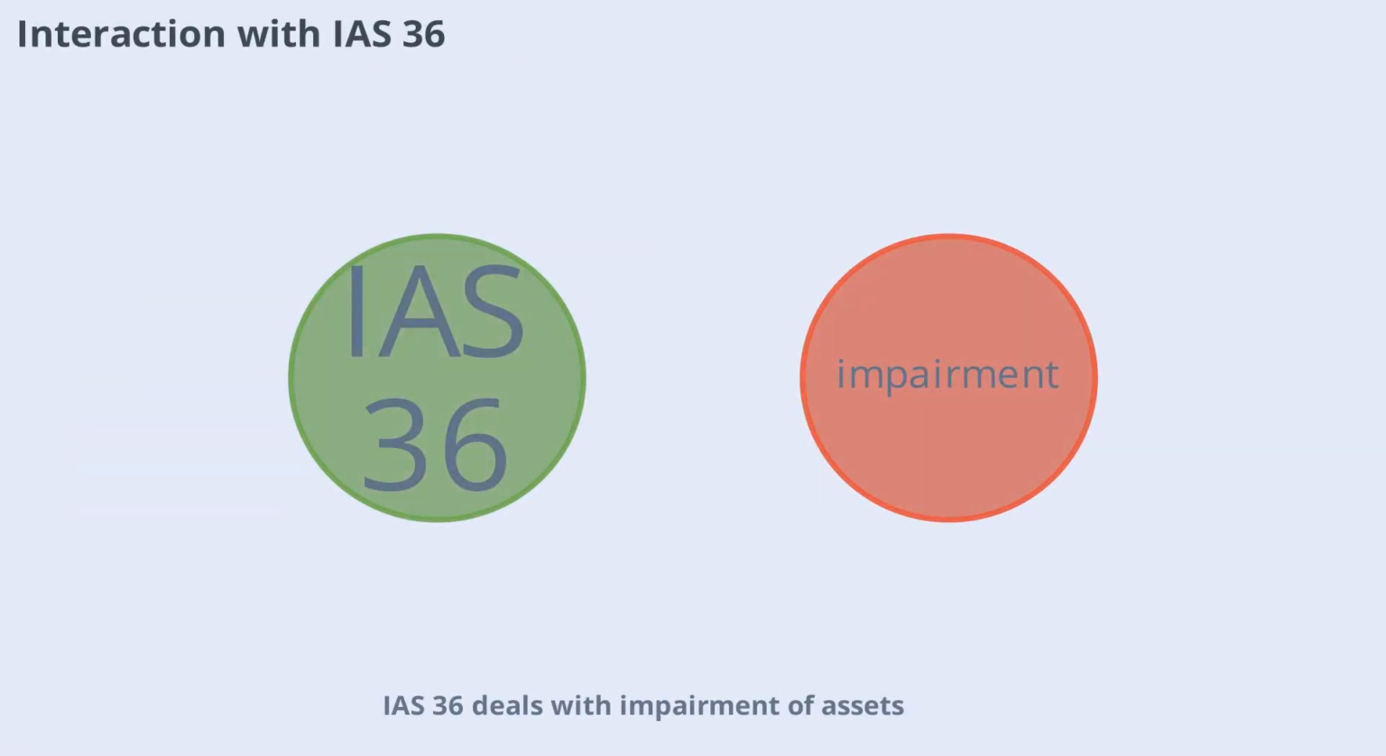IAS 36 deals with impairment of assets. If a PPE asset's carrying amount exceeds its recoverable amount, an impairment loss must be recognized before derecognition. This ensures that assets are not overstated on the balance sheet. Understanding the link between derecognition and impairment is crucial for accurate financial reporting.